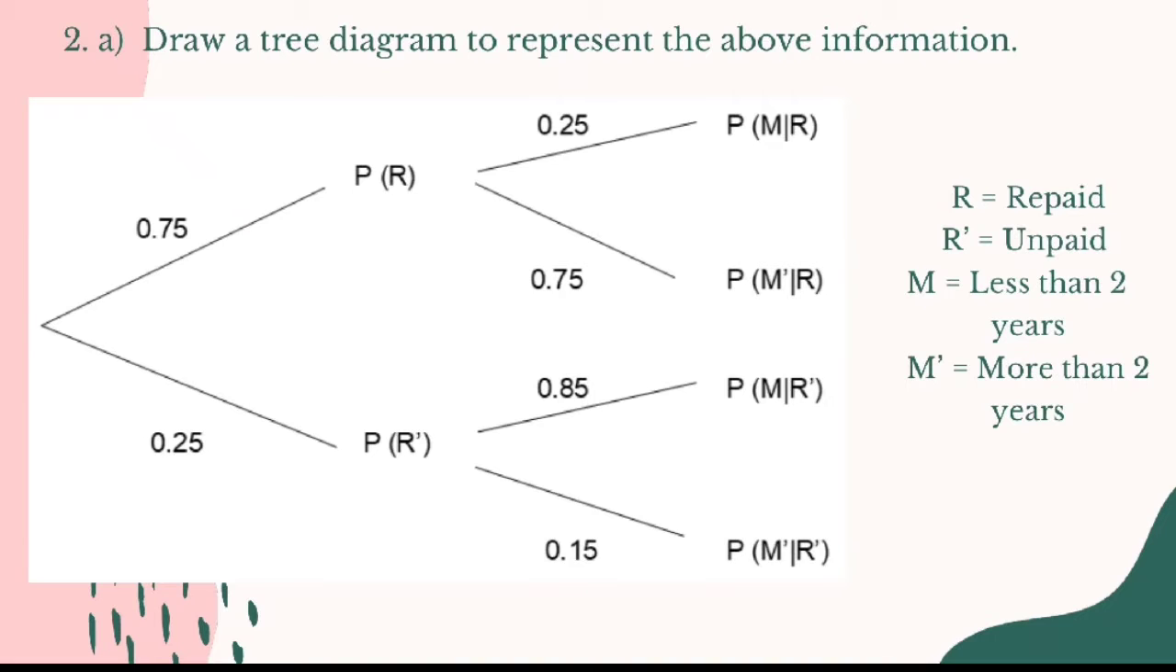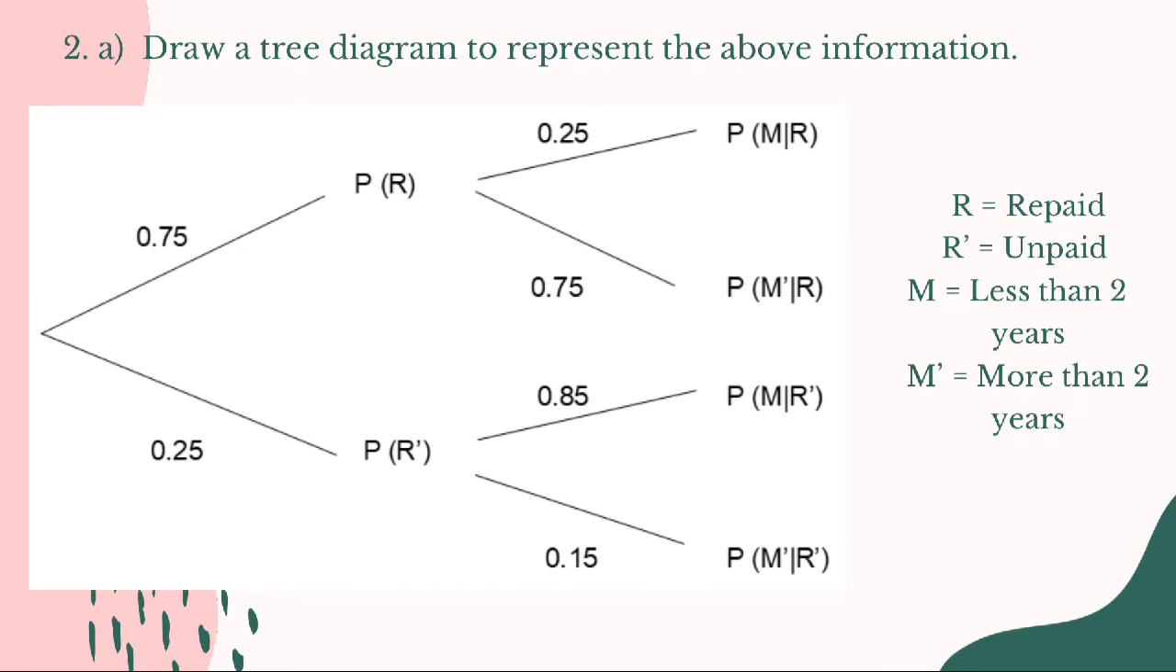As for the second branch, PR prime, we also extend it into 2 more branches, which are PMR prime and PM prime R prime, with probabilities of 0.85 and 0.15 respectively. The M indicates that they have been employed for less than 2 years, whereas M prime indicates that they have been employed for more than 2 years.